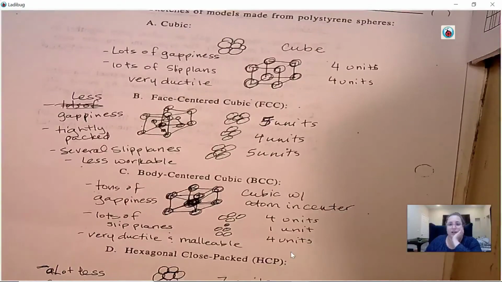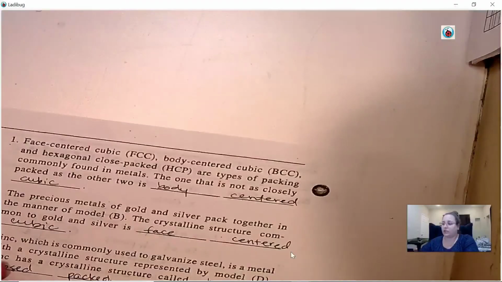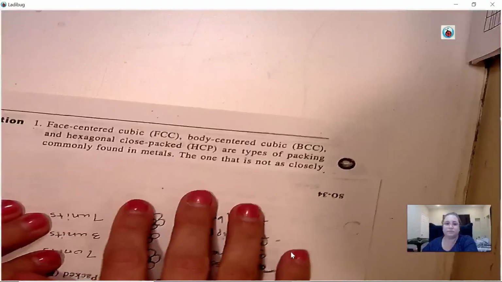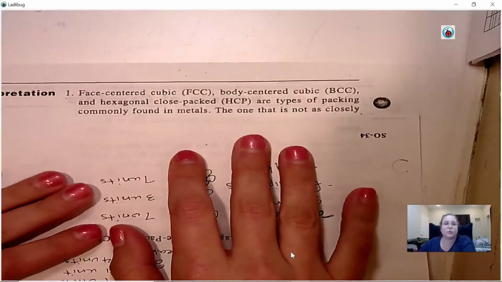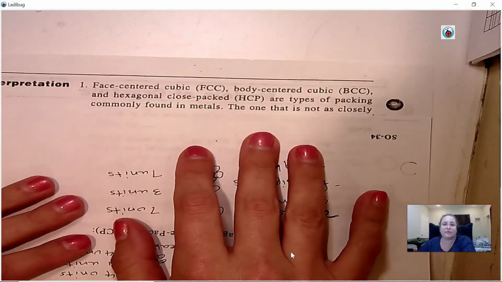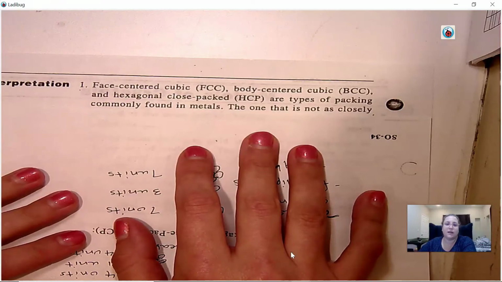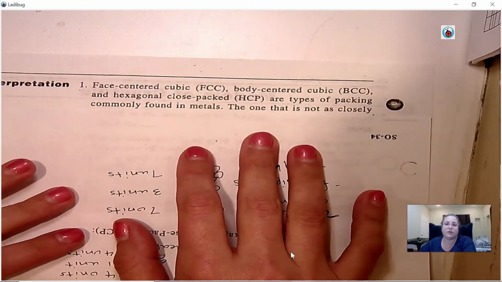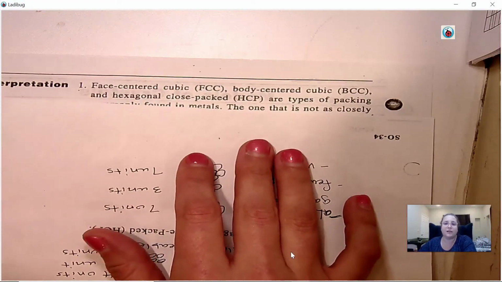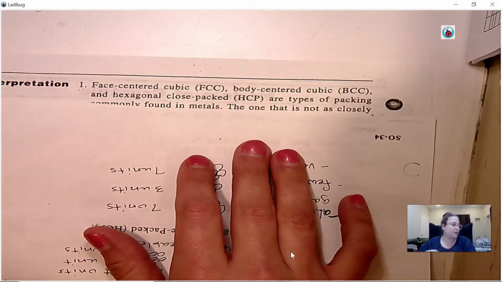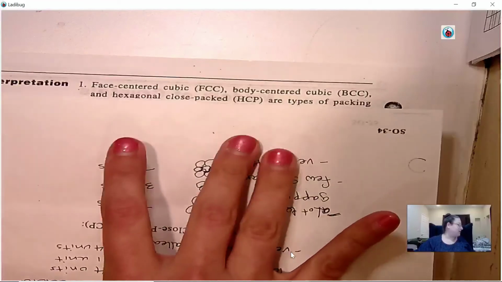Okay, so once you've gotten those all drawn in and you've gotten some notes taken on those, you're then going to go and answer these questions, and we're going to answer them together. Question 1 says face-centered cubic FCC and body-centered cubic BCC and HCP, hexagonal closed packed, are types of packing commonly found in material. The one that is not as closely packed of those 3, so which one of these is not as closely packed?